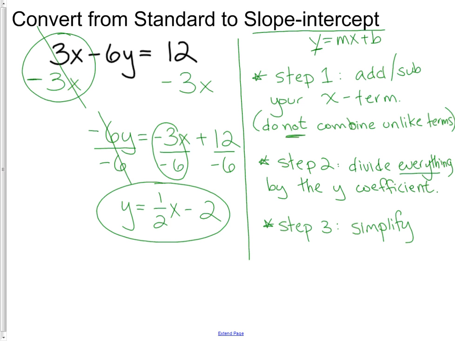So really quick, go back through the steps. Step 1, add or subtract your x term. Here our x term was 3x, so we would do the opposite. We would subtract it. We do not combine unlike terms. Step 2, we divide everything by the y coefficient. So both the y, the x, and the number, everything is divided here by negative 6. And then we simplify, leaving us with y equals 1/2 x minus 2. Now lastly here, the reason why we do this is to find the slope. So the slope of this line, we can see from the number in front of x, is simply 1/2. So that's from standard to slope-intercept.